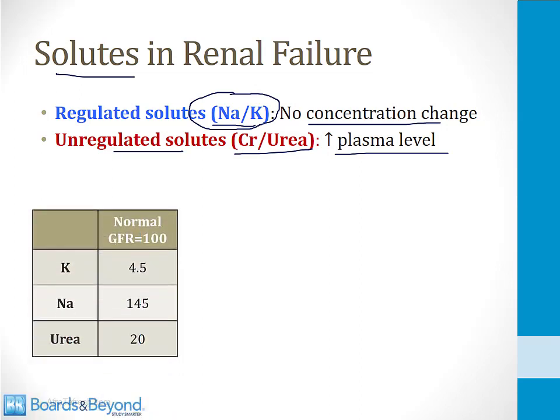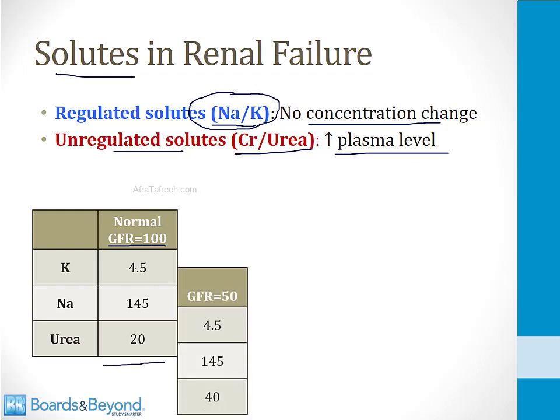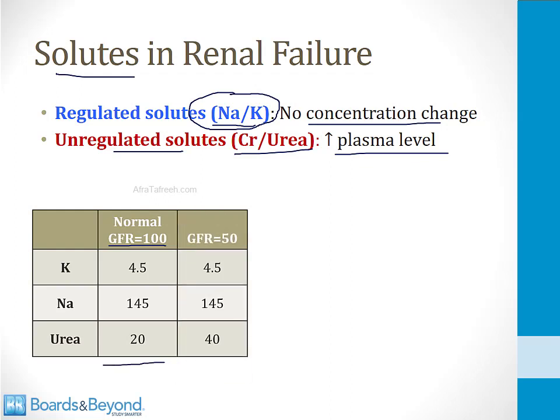To make this more clear, let's build a table together, and let's start by considering a patient who has a normal GFR of 100. That patient will have values for potassium, sodium, and urea in the plasma that are normal as shown on the table. Now let's imagine that patient develops some type of insult and the GFR falls by half to a level of 50. Well, that patient will still have a normal plasma level of potassium and sodium because these are regulated solutes and the body does not allow them to rise in the setting of a fall in GFR. Urea, however, is unregulated, so its level will rise in the plasma when the GFR falls.